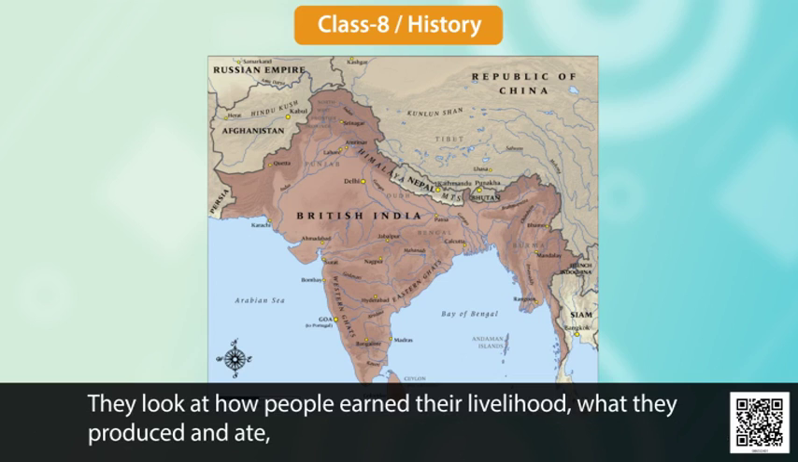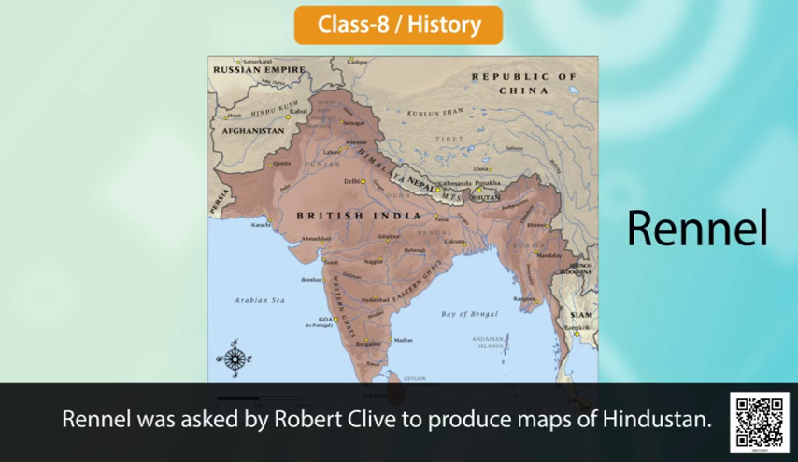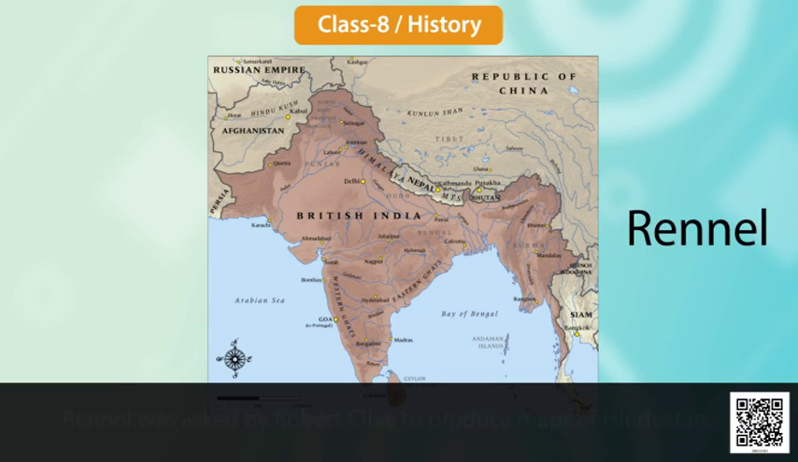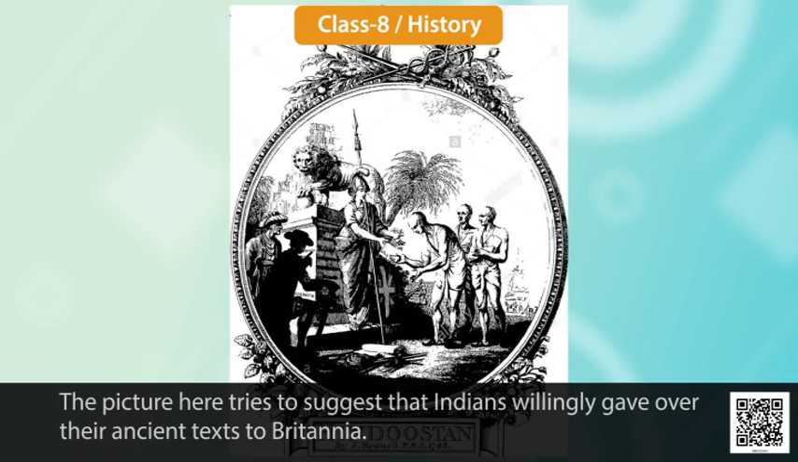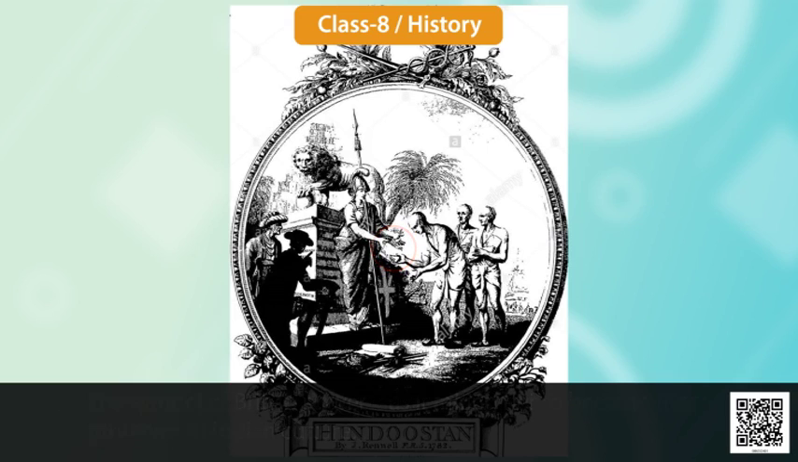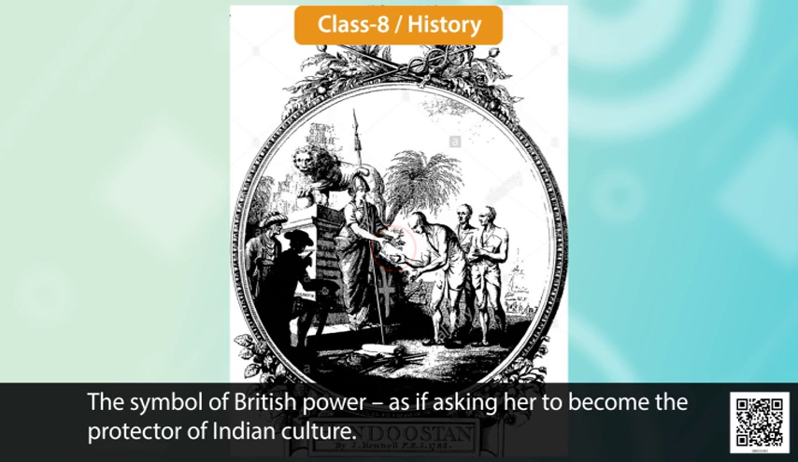If you closely look at the first picture given in the book, we can see that Rennell was asked by Robert Clive to produce maps of Hindustan. An enthusiastic supporter of British conquest of India, Rennell saw preparation of maps as essential to the process of domination. The picture here tries to suggest that Indians willingly gave over their ancient texts to Britannia, the symbol of British power, as if asking her to become the protector of Indian culture.